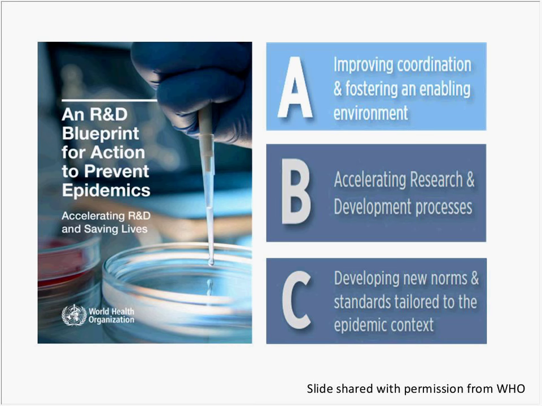So let me first start with an overview of the R&D blueprint for action to prevent epidemics. As you know, this was an outgrowth of the 2014-16 epidemic of Ebola virus infection in West Africa, when it was realized that we needed to do much more to forward vaccines, diagnostics, and therapeutics for the kinds of diseases that can cause the situation we saw in West Africa. The three pillars of this process are A, improving coordination and fostering an enabling environment, B, accelerating research and development processes, and finally, developing new norms and standards tailored to the epidemic context for these three areas.